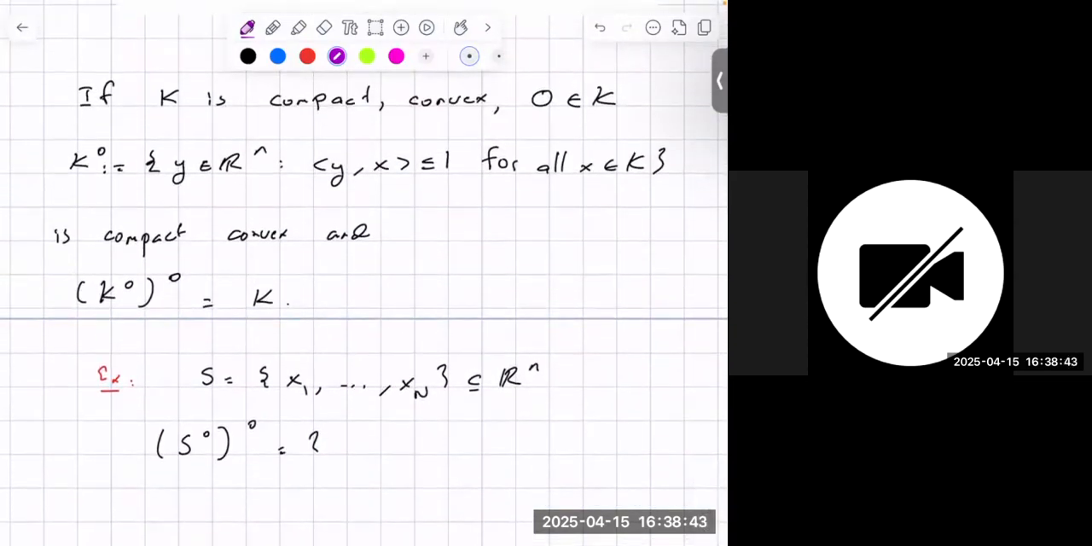For example, if my convex shape is a square, let's say I have the square as my convex shape. Now I'd like to think about vectors that give me a supporting hyperplane. This is a vector, this is a vector, this is such a vector. So at the end of the day, it comes out like this.